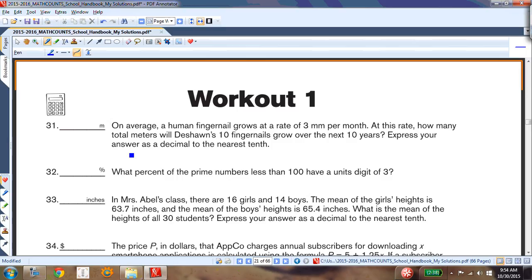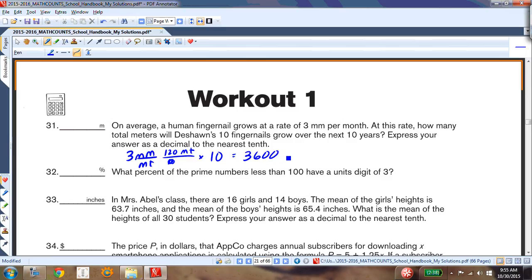Well, think about this in terms of dimensional analysis, 3 millimeters per month. And over 10 years, that's going to be 120 months. So there are 120 months in our 10-year period. And then I'm looking at this by 10 total fingers. And so that'll be the answer. It's going to be 3 times 120, that's 360, that's 3,600.